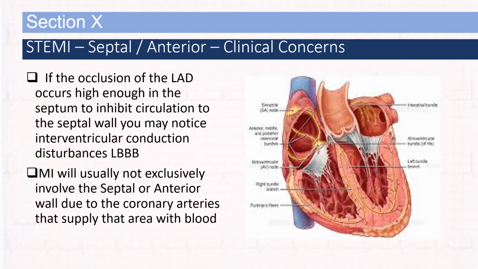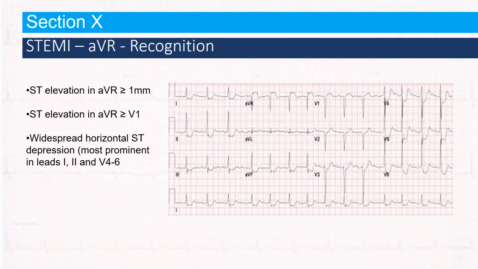Also recognize that a septal and anterior wall STEMI is usually not one or the other, but a combination of both. This is due to the coronary arteries that supply the area with blood. The left anterior descending artery is a very large artery that supplies portions of the heart with blood. So occlusion at any point in that artery is going to affect several areas.